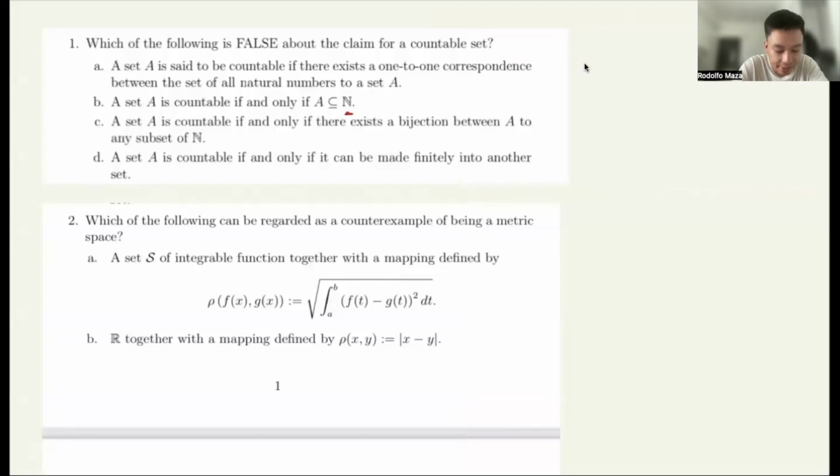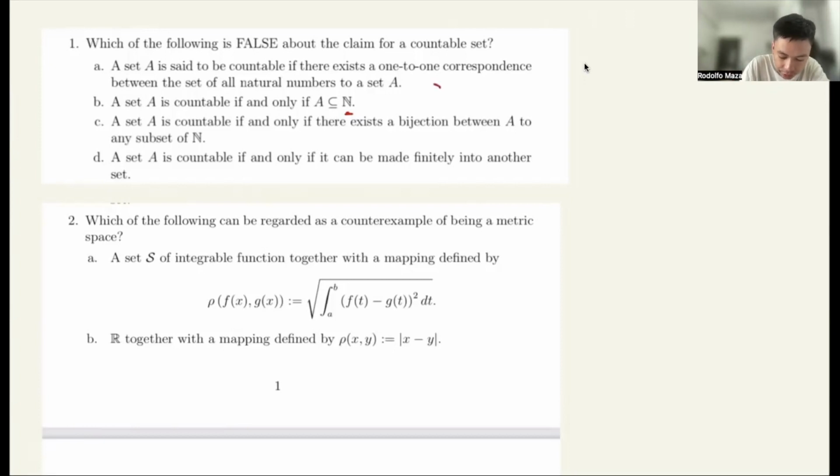Okay, so for test 2, which of the following is false about the claim for a countable set? So kung titingnan mo, number 1, a set A is said to be countable if there exists a one-to-one correspondence between the set of all natural numbers to a set A. In fact, this is a definition for a countable set. So mayroon ka talagang one-to-one correspondence from your given countable set to the set of natural numbers. So this is actually true.